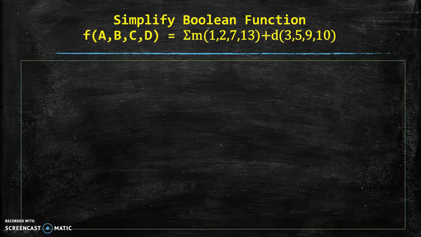Now let us take one example to simplify a Boolean function. It is given f of ABCD. So it is a 4 variable Boolean function, and summation m minterms are given 1, 2, 7 and 13 plus don't care conditions are given for 3, 5, 9 and 10. Meaning, in 3, 5, 9 and 10 we have to put a cross sign, and it doesn't matter whether we consider them as a 0 or 1.